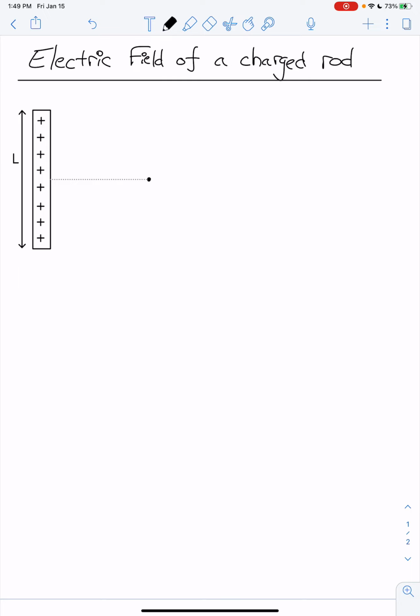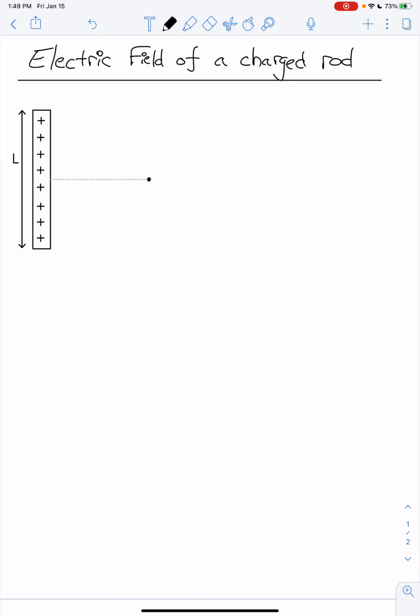So let's talk about the electric field produced by a charged rod. I've already drawn a charged rod. It's positively charged and it has length L. And I've drawn a dot where I think we can come up with an equation to describe the electric field.